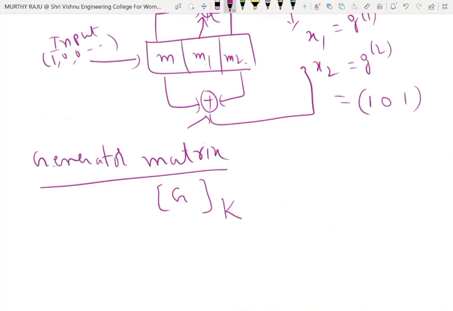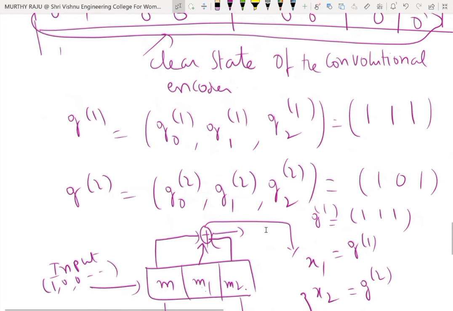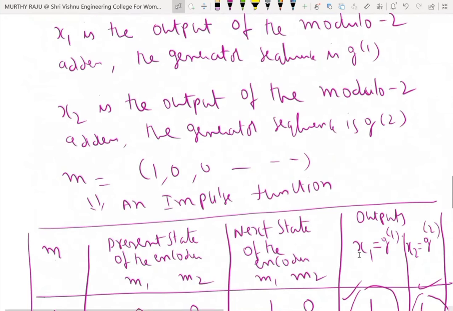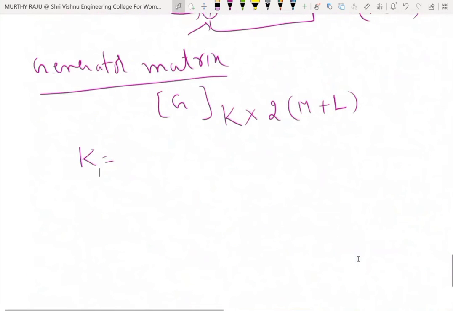G has dimensions K cross 2 into M plus L, where L is called the constraint length. Here in this example, the message vector M is equal to 1, 0, 0, 1, 1. So K is equal to 5.